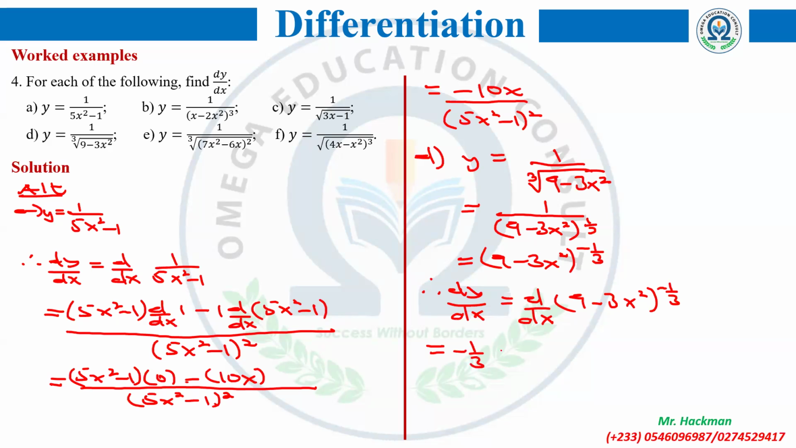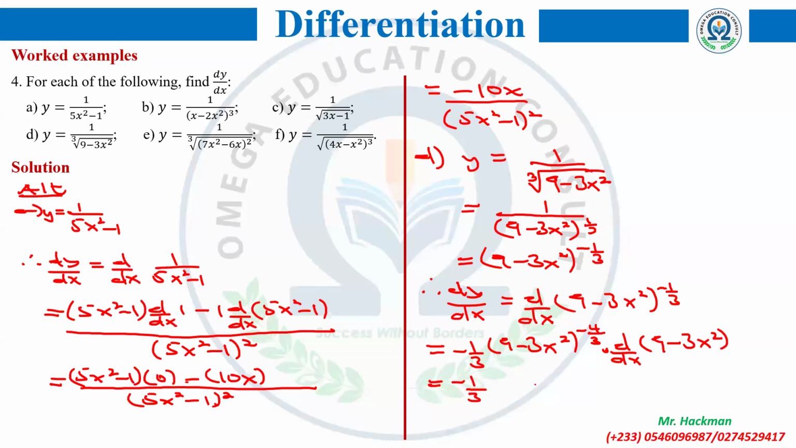Keep your 9 minus 3x squared. I think this question, I left it for you and I'm doing it. Then the power becomes minus 1 on 3 minus 1, which is minus 4 on 3. Then that's not all: times d dx of what we have in the bracket, which is 9 minus 3x squared. In effect, this one must be kept, so minus 1 on 3.